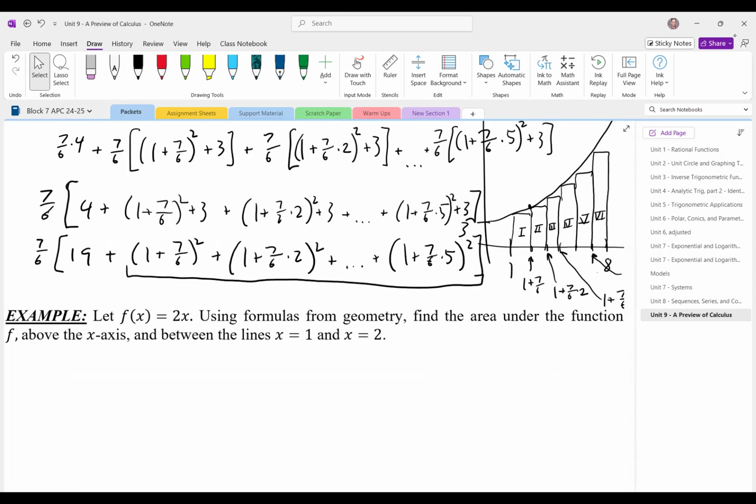Yeah. What is it? Someone else say it. It's summation. Aren't we adding up a bunch of stuff? So how can we rewrite this? Because this is definitely 7/6. There's nothing we could do with that. 19, there's nothing we can do with that. But let's write this in sigma notation.